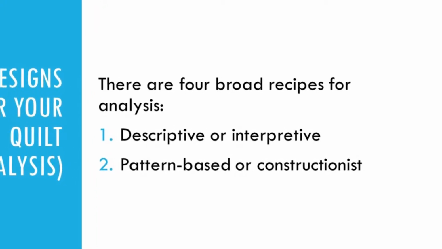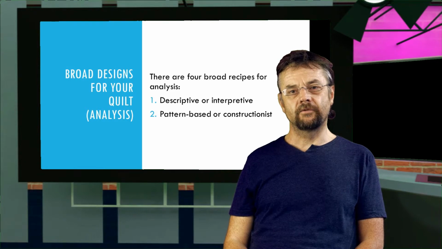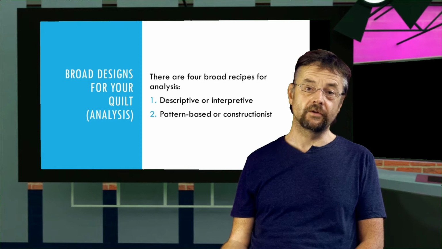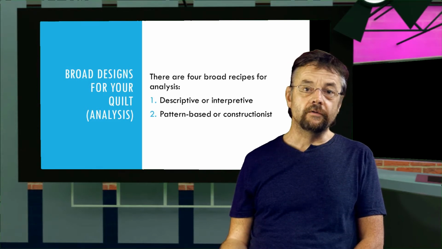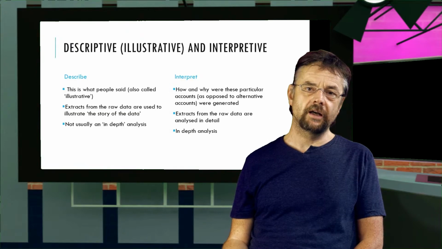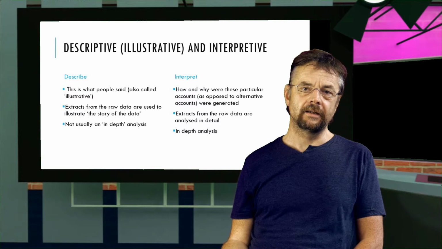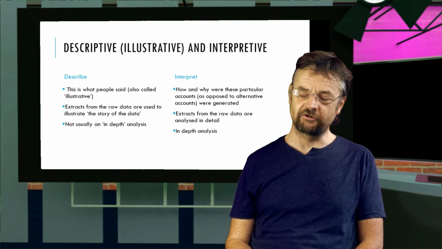and there are 2 dimensions along which we can differentiate these. The first is descriptive or interpretive analysis, and the second is pattern-based or constructionist analysis. So our analysis begins with our raw data, our collected words or images from interviews, focus groups, social media forums, and so on. From this point, we can do 2 things. We could just describe what people said, or we can go beyond description to interpretation. Now, later in the textbook, the authors use the term illustrative?